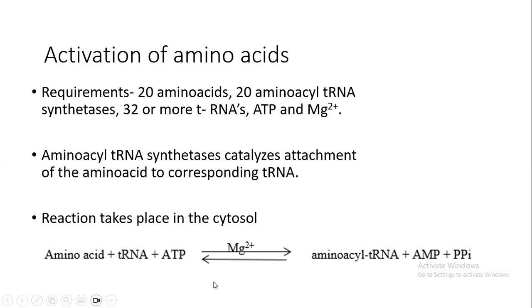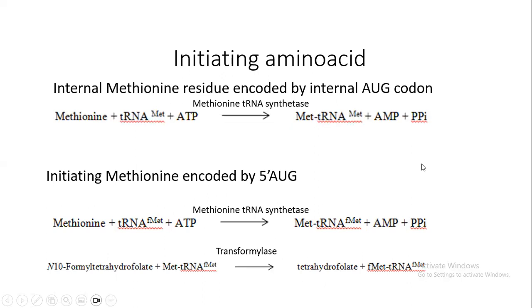This reaction takes place in the cytosol, wherein we have bond formation between the amino acid and the transfer RNA molecule. Energy is hydrolyzed during the process and it requires Mg2 plus ions as cofactors. The initiating amino acid in case of prokaryotes is methionine residue that is further modified by a formylation reaction.